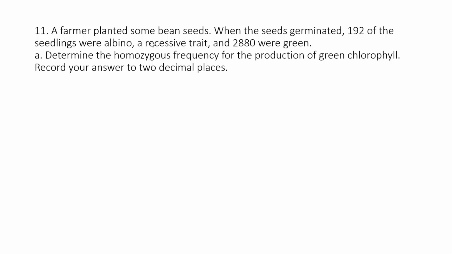Question 11, it says a farmer planted some bean seeds. When the seeds germinated, 192 of the seeds were albino, a recessive trait. Okay, so we got to know which one is recessive. So the albino is the Q squared.